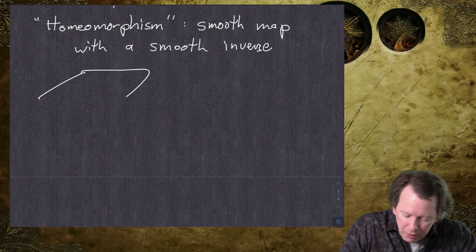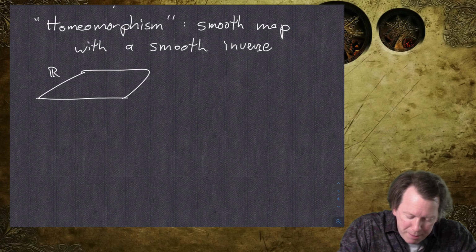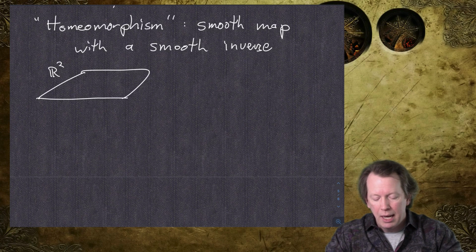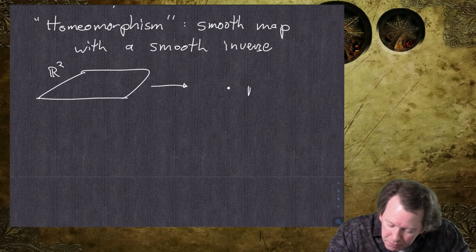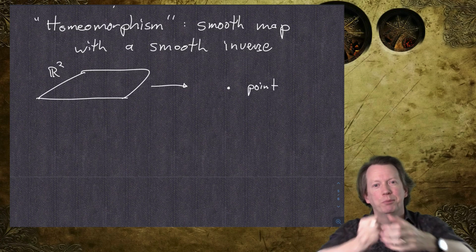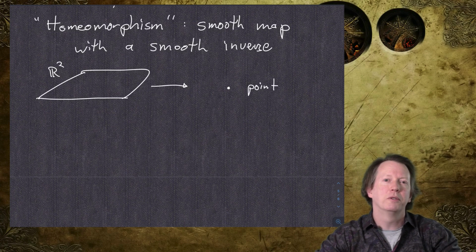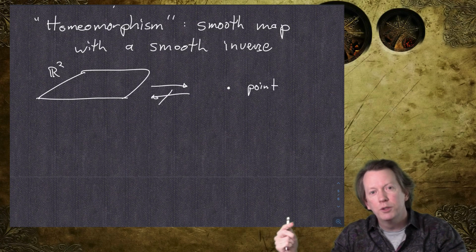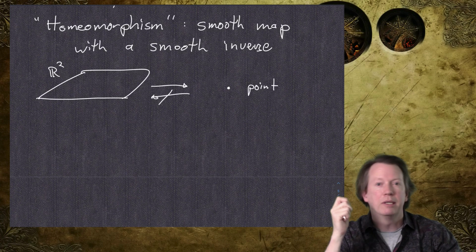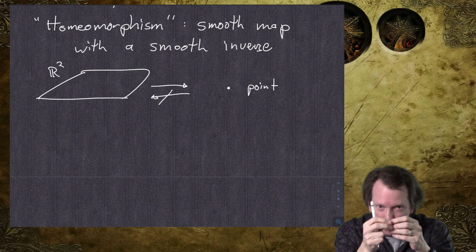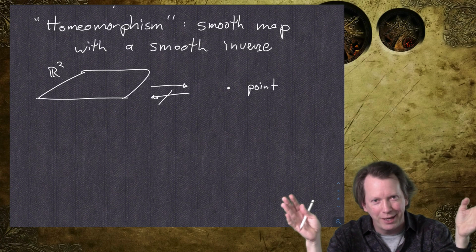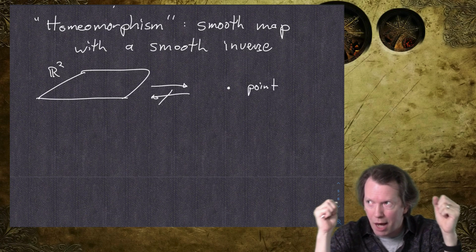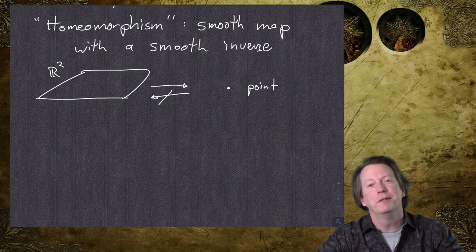Well, think about the plane, or R2 in mathy language, the real numbers times themselves, two-dimensional space. I can smoothly map that to a point. There you go, just by saying everything maps to a point. And you might say, well, therefore the plane and the point are topologically the same. But I can't go backwards. There's no smooth continuous map from a point to the plane, because there's only one point, it can't map in some deterministic way to every single point in the plane. So the plane and the point are not topologically the same. There's no homeomorphism between the point and the plane.